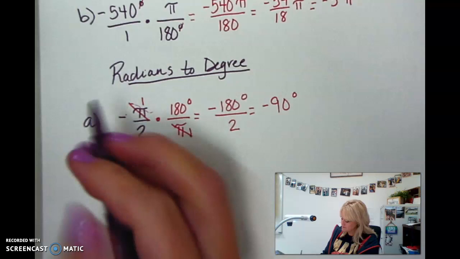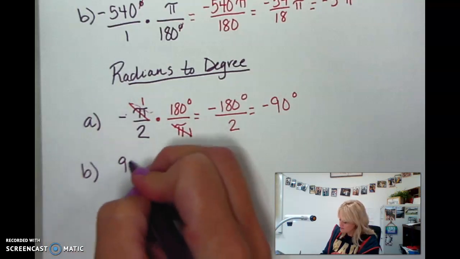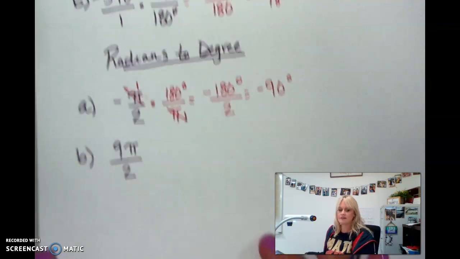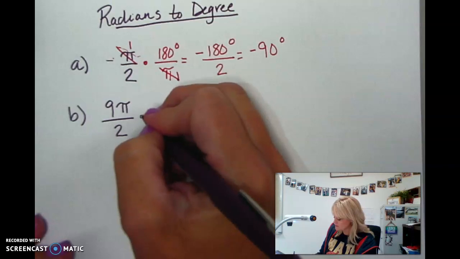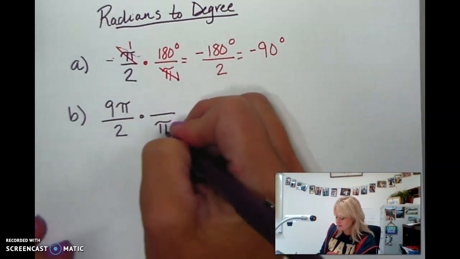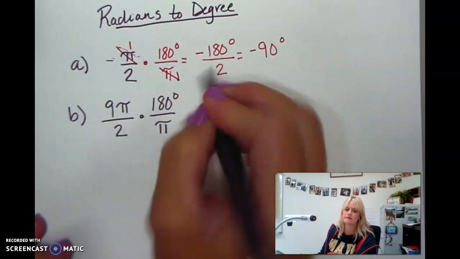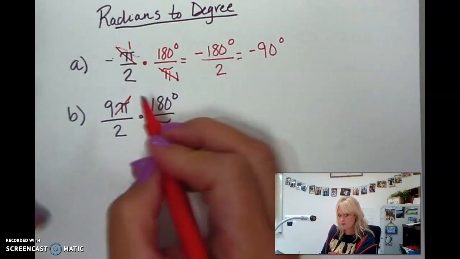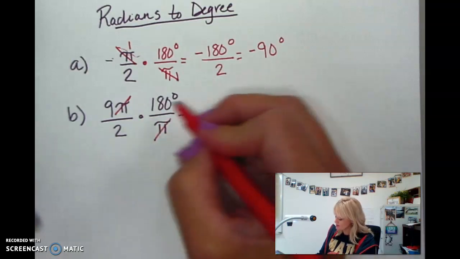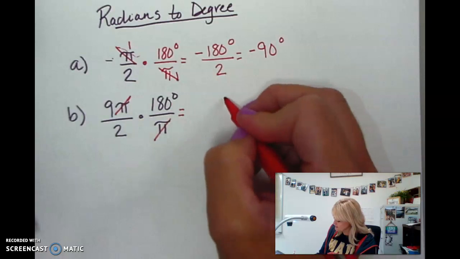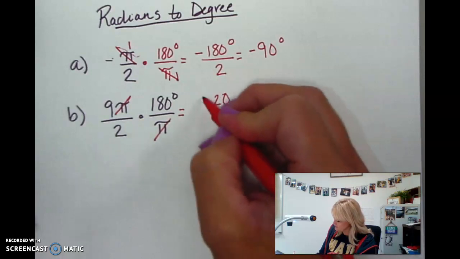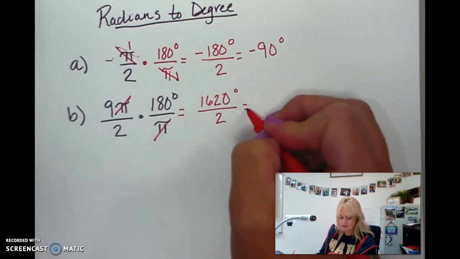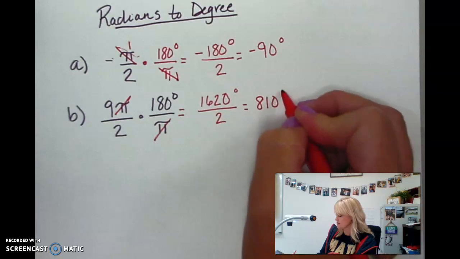Let's try another one. Let's convert 9 pi over 2. Again, I have a pi on the top, so I want to get rid of it by putting a pi on the bottom and the 180 degrees on top. Pi on the top, pi on the bottom, cancel. And now I'm going to multiply straight across, 9 times 180 over 2. And now I can divide and I get 810 degrees.